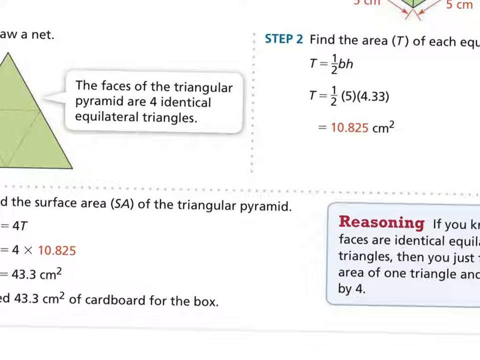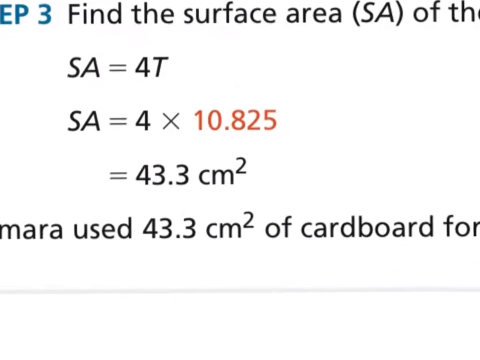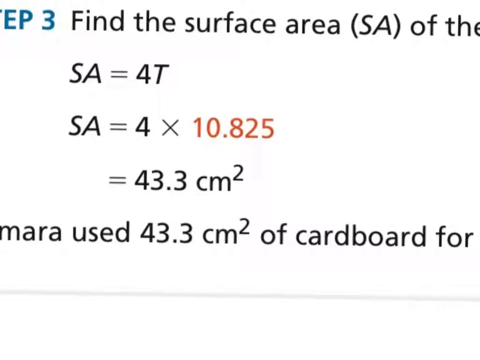And remember, we have 4 triangles that are all identical. So at that point, you can multiply that answer by 4 and that comes out to 43 3/10 square centimeters of cardboard that she would need.